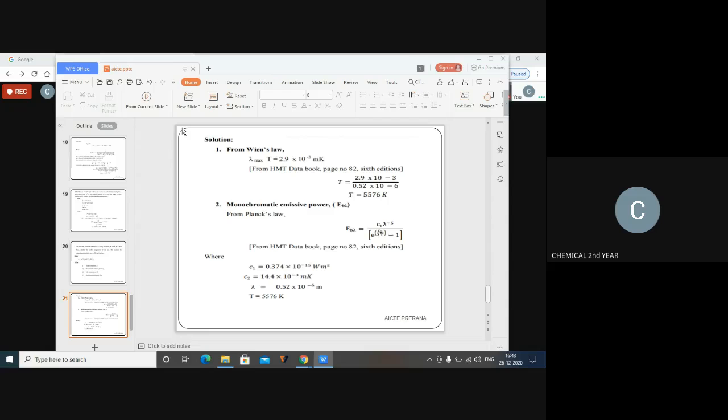So we have to substitute all the values. T is equal to 2.9 into 10 to the power minus 3 divided by 0.52 into 10 to the power minus 6. So you will get the answer as T is equal to 5576 Kelvin.